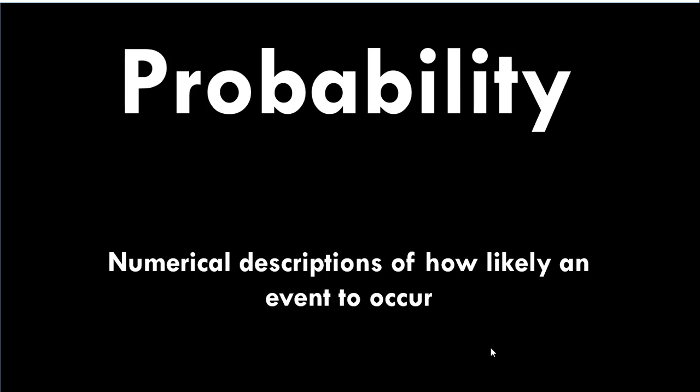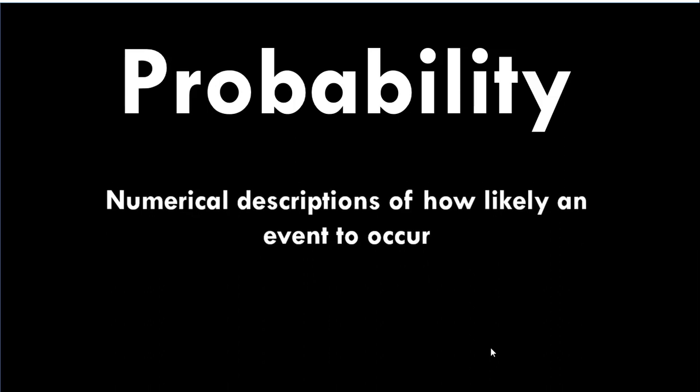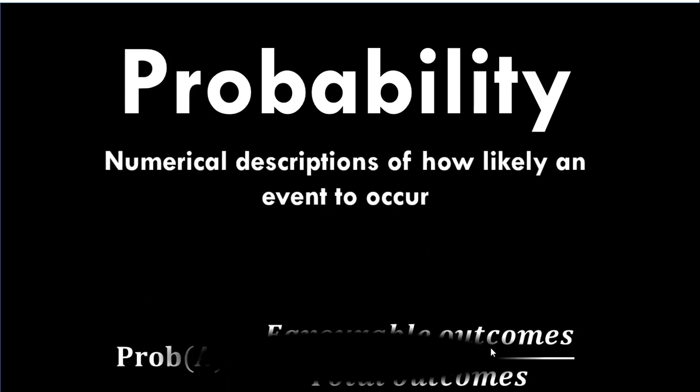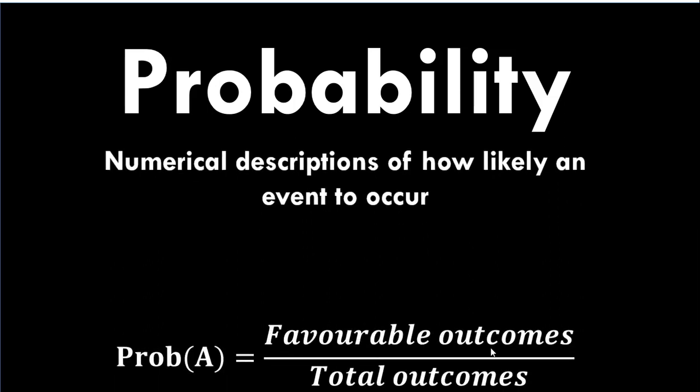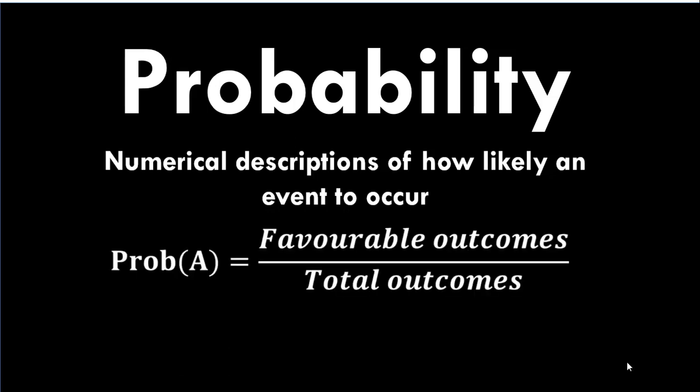And the mathematical formula that we have to use in order to find the probability of any event A is equal to the ratio of the favorable outcomes to the total possible outcomes of an event. Let us begin our discussion of probability with its basic fundamentals.